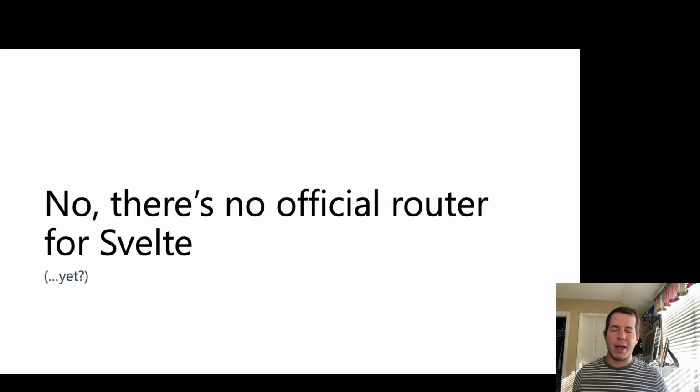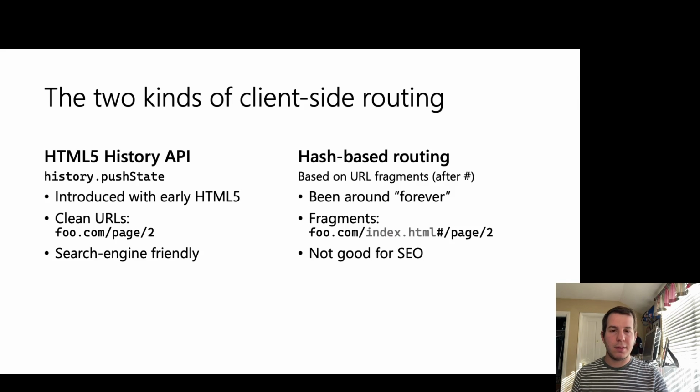And by the way, I know that an official router is a common request, and Rich himself said that they're looking into it, but so far we need to rely on third-party options only, and there are quite a few of them. So before we get into seeing a demo of how to implement a router, we need to understand how we can pick the right one.